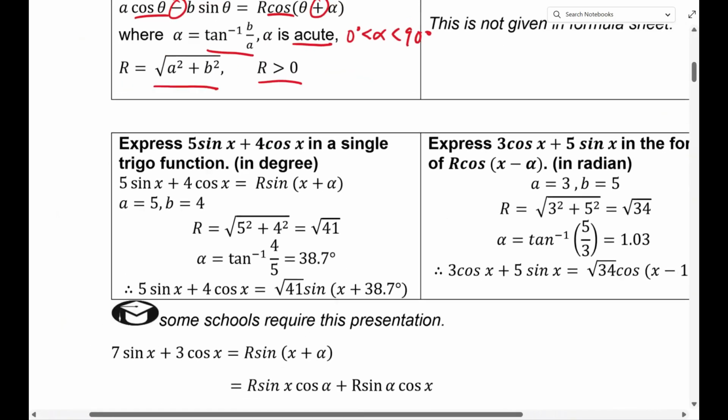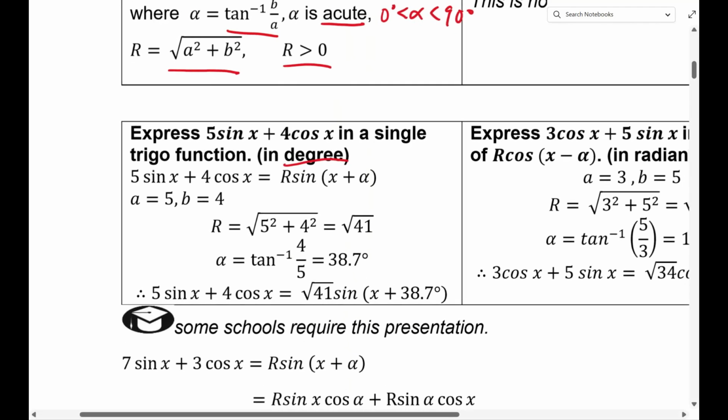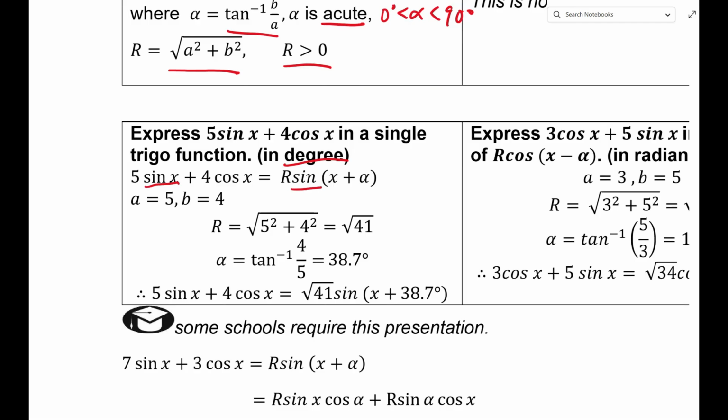Now here's some examples. Express 5 sine x plus 4 cosine x in a single trigo function. Note that this is in degree form. Firstly, we'll have to derive the R formula to use. We'll see that sine x comes first. That's why our chosen formula will have sine inside. And since it's sine, then we can just follow the plus or minus sign that comes with it. So the question gives us a plus, means we'll also follow a plus sign. Second step, we have to identify our A and our B. So A is just the first number, 5. B is our second number, 4.